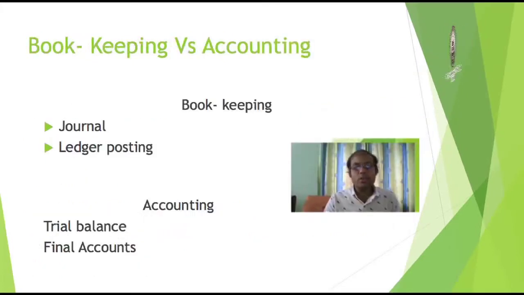As far as bookkeeping is concerned, we will mainly deal with two books, journal book and ledger book. When a transaction first takes place, on that particular date, we record that transaction. That is known as journalizing. So that will be recorded in the journal book. Then these transactions will be transferred to another book known as ledger book. So far as accounting is concerned, it is mainly concerned with the preparation of trial balance and final accounts. So we'll discuss these aspects later on.